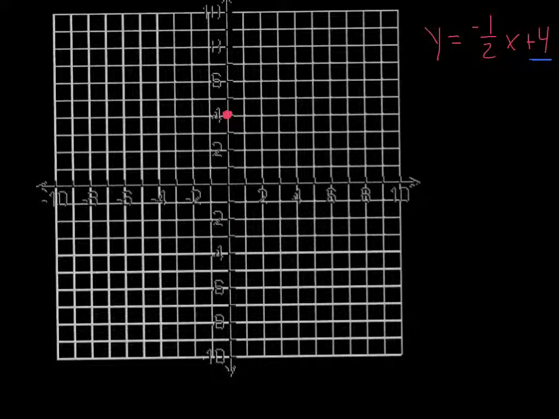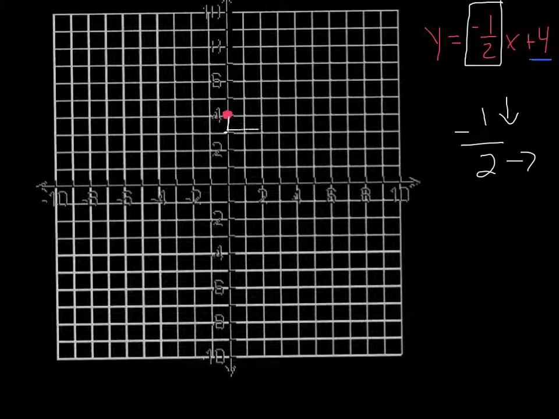There's our first point. Okay, then you use your slope. Our slope is negative 1 over 2. So negative 1, I'm going to rewrite it here so we can take a look. Negative 1 means that you're going to go down, because it's rise over run. You're going to go down 1 first, so we're going to go down 1. Then you're going to go to the right 2 because it's positive, so we're going to go over here, and there is our second point.